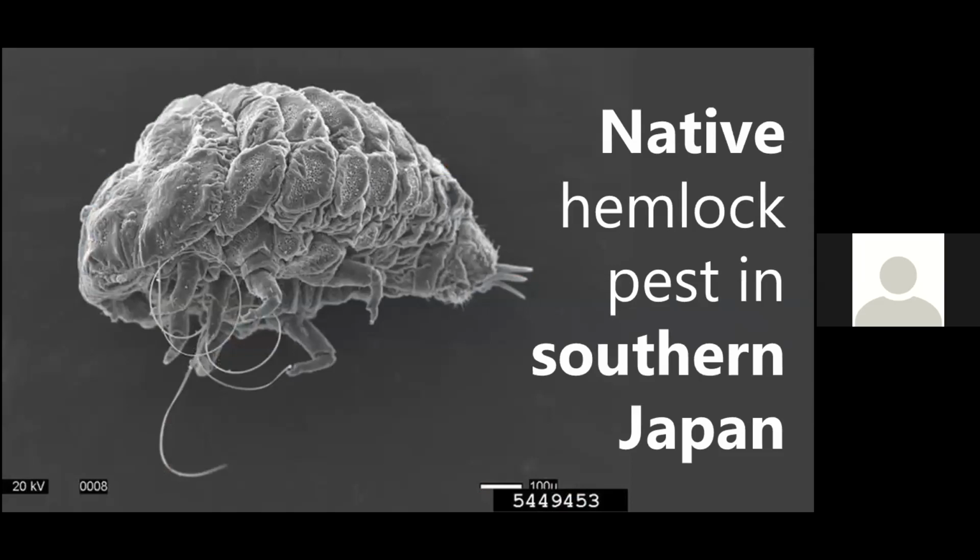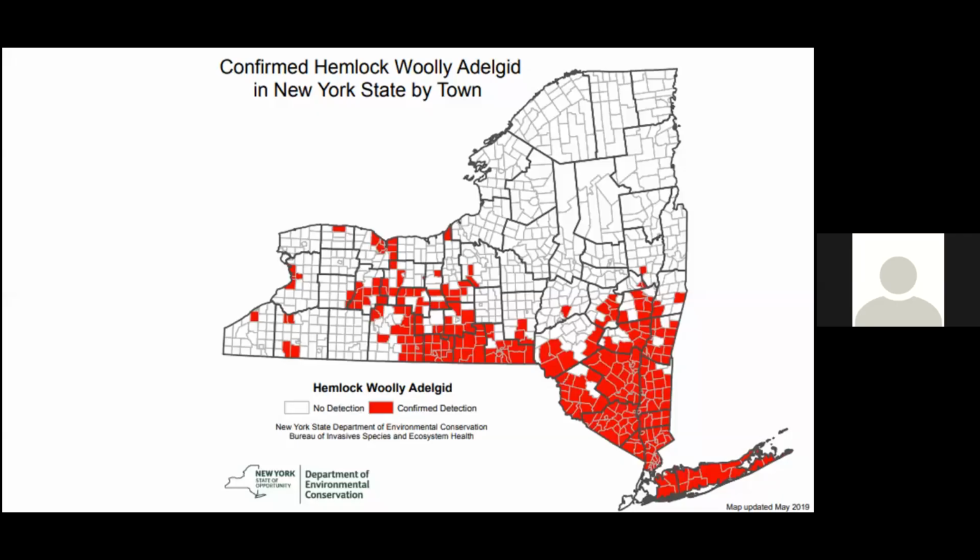That's based on work that was done by Dr. Nathan Havel with the US Forest Service. He discovered that the southern Japanese HWA has very similar genetics to the HWA that we have here on the East Coast. So that's where our populations originated from. One of the ways that we think HWA may have been introduced to the eastern United States is infested nursery stock. The fact that the HWA that we have here is most closely related to southern Japanese populations indicates that it was brought here from that region, possibly on infested nursery stock.